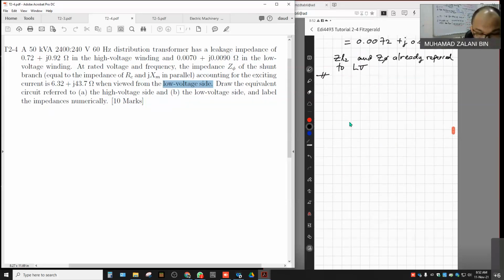So how does the equivalent circuit look like? Okay, I'm going to draw the equivalent circuit now. When we refer everything to the secondary side or to the low voltage side, you can just draw all the impedances, which are basically the leakage impedances.